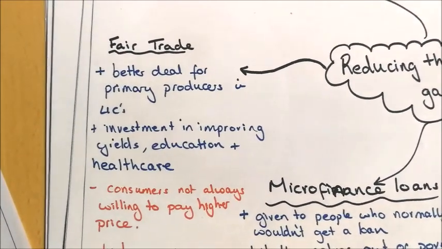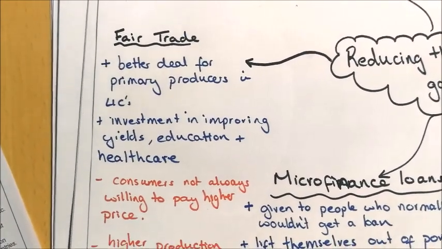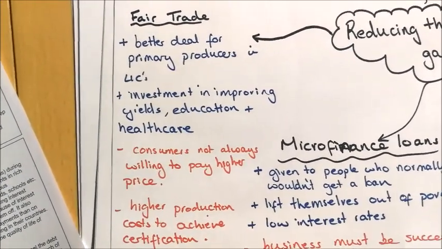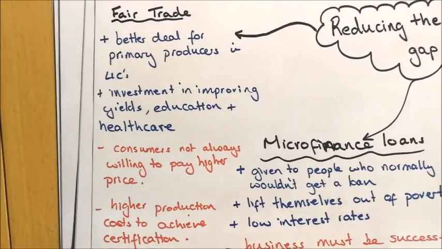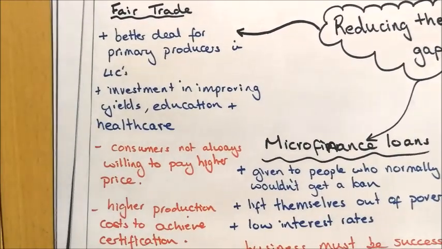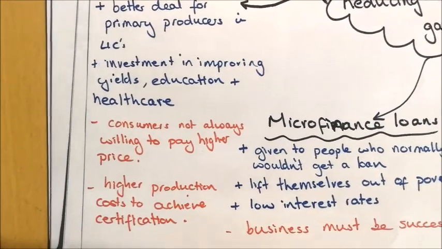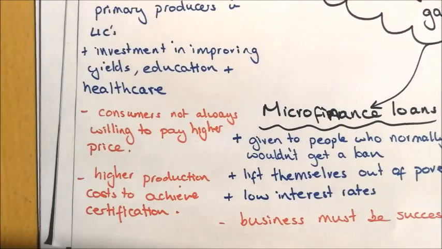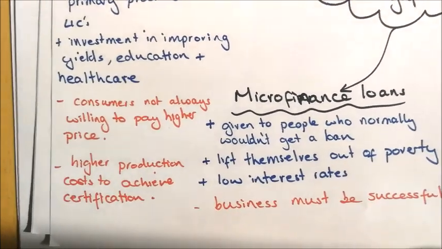One of the major problems, however, with fair trade, despite the fact that now over 4,500 products can bear the fair trade mark, is that consumers are not always willing to pay the higher price. Therefore, it's not always the most highly purchased product in supermarkets. Also, on top of that, the cost of achieving fair trade certification for many low-income farmers is so high that they are unable to do so, or they actually start losing money just simply by producing these fair trade products.